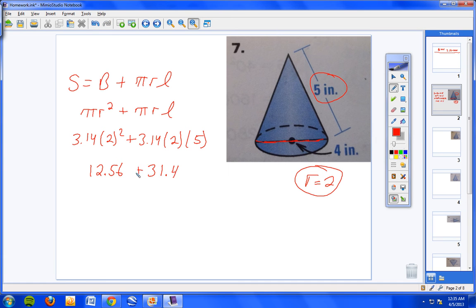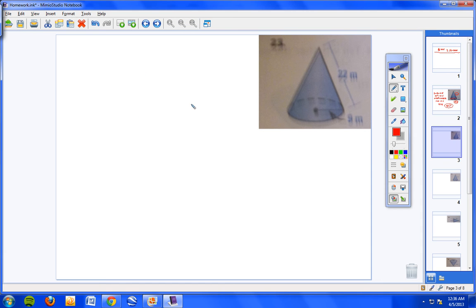Add those two numbers together, and we should get 43.96. I think the answer they rounded to the nearest whole number, so 44 inches squared. There we go. That's how you find the surface area of a cone. Let's take a look at number 23.